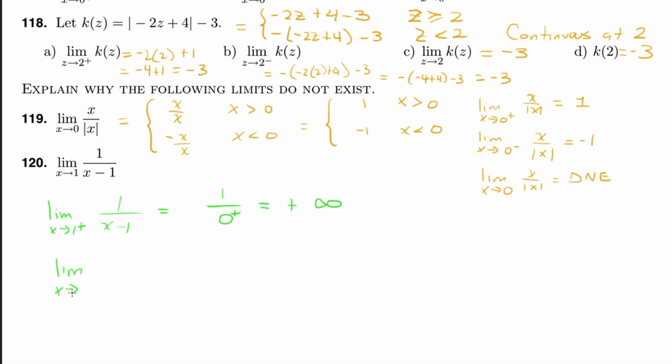Now if we do the same thing from the left, the same principle gives me that a number smaller than 1, this is going to be negative, so I'm going to have 0 from the left. And in the limit, this is negative infinity. Therefore, since those two infinities are not the same, this limit does not exist. Okay? In order to exist, it has to give you both positive infinity or both negative infinity.